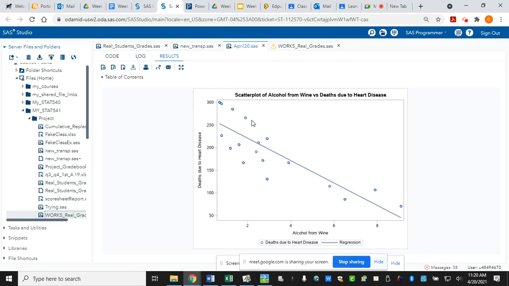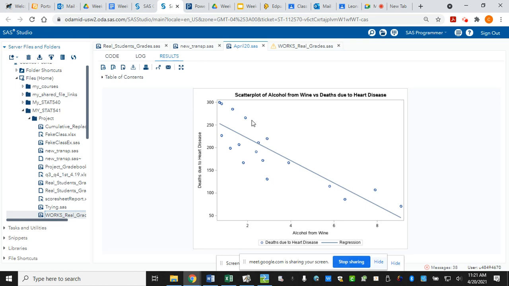Of the variation in, which one are we predicting? Y, because Y is going to be the one that changes. So 72.96% of the variation in Y can be explained by the least squares regression line of Y on X.